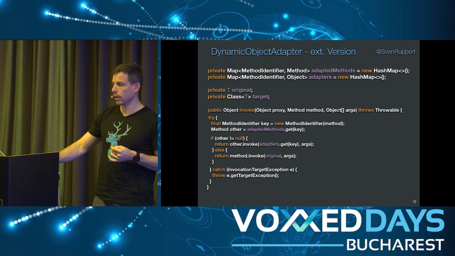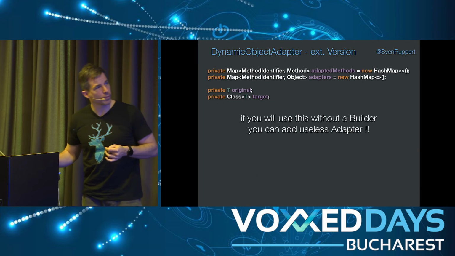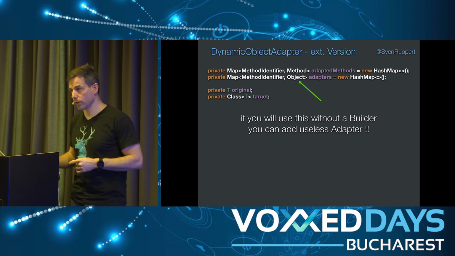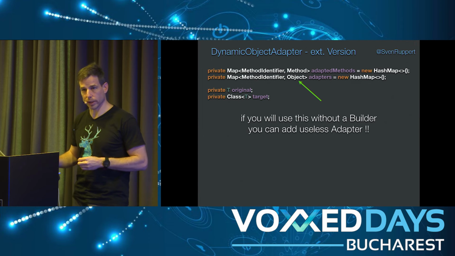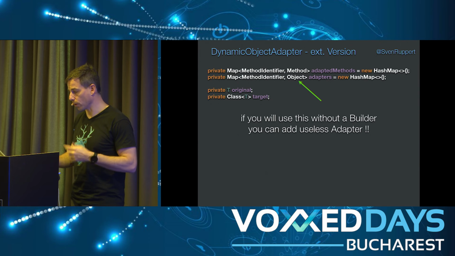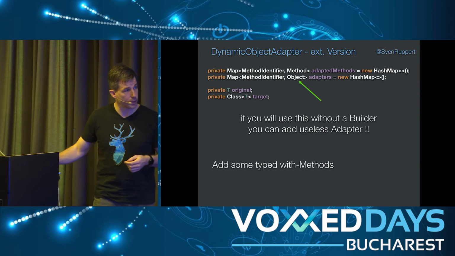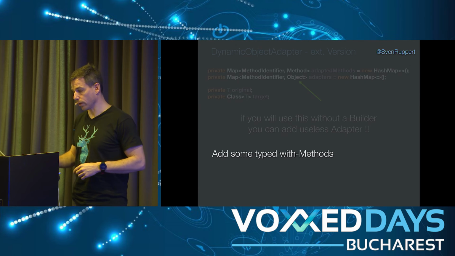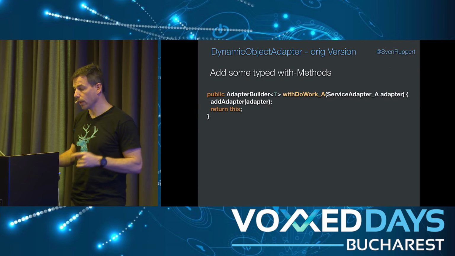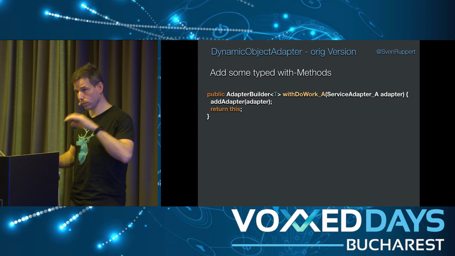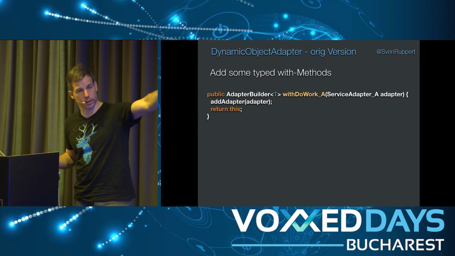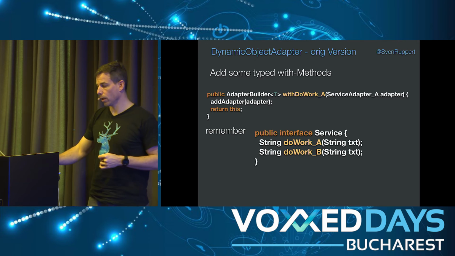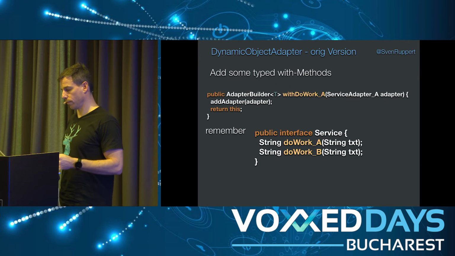So, what's good, what's bad? If I use this one without a builder, I have a challenge, because here I'm losing the type safety. I can use or add useless stuff. So what I need, back to what we learned about the builder, is with methods to create all this. For example, for the first method, doWorkA, I'm using exactly the functional interface I created based on the original implementation. And this I'm doing for every method.